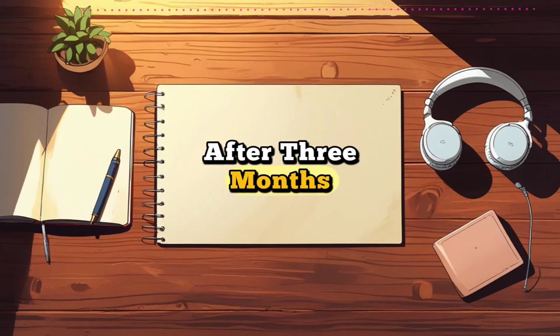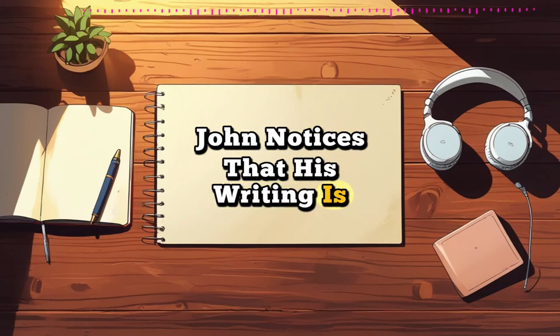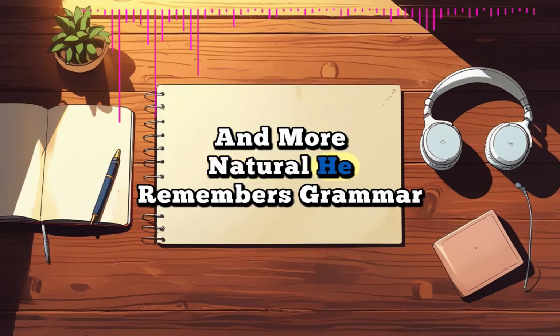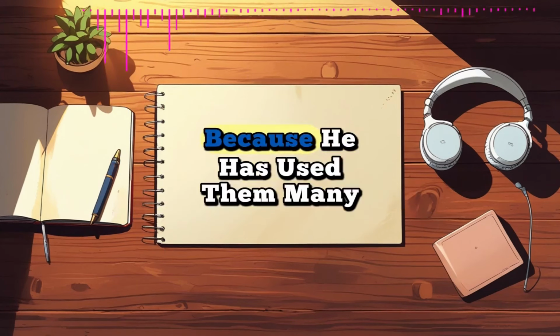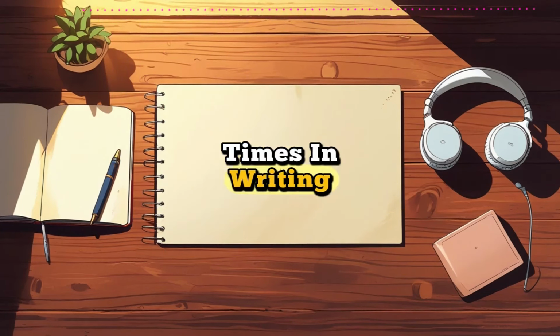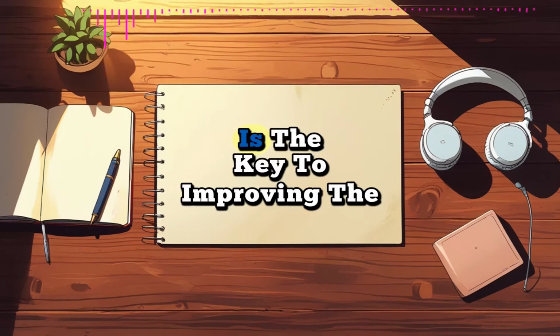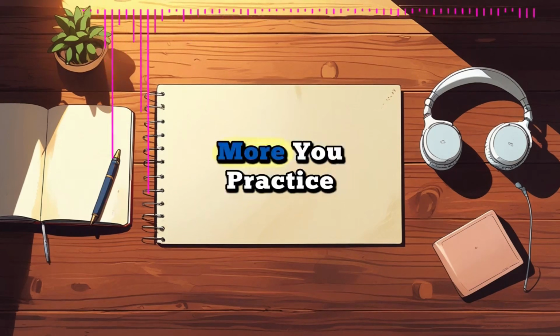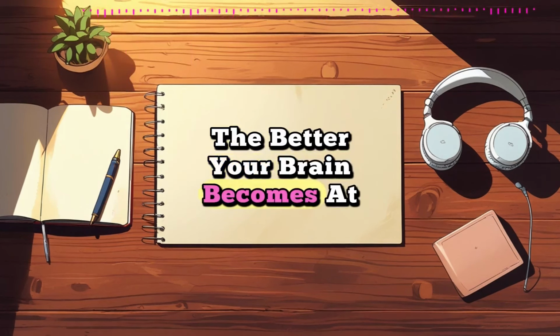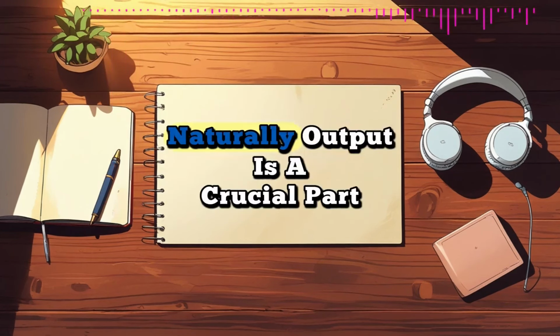After 3 months, John notices that his writing is clearer and more natural. He remembers grammar rules more easily because he has used them many times in writing. These examples show that using English actively is the key to improving. The more you practice, the better your brain becomes at forming sentences naturally.